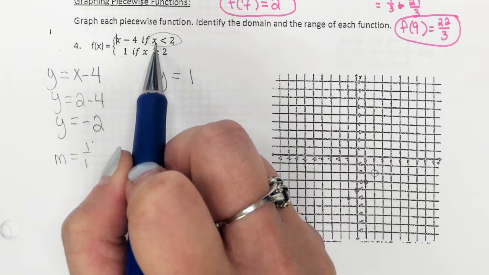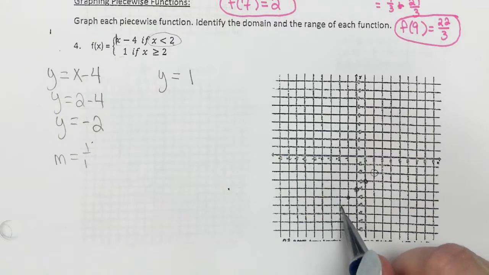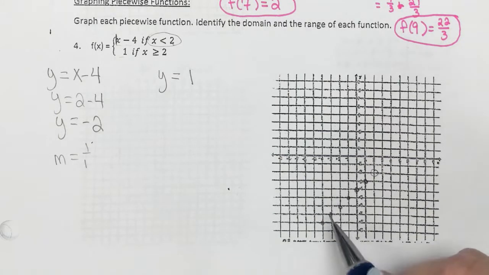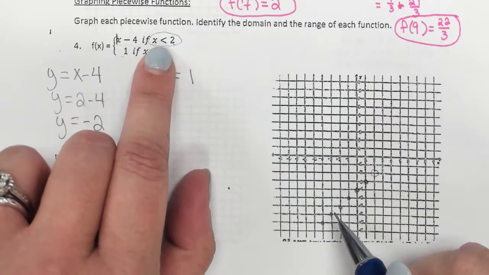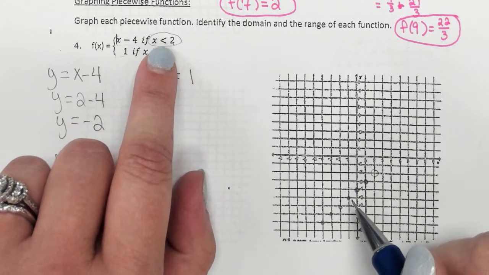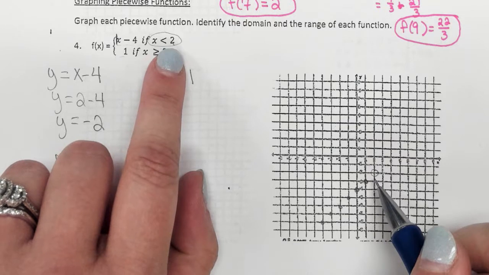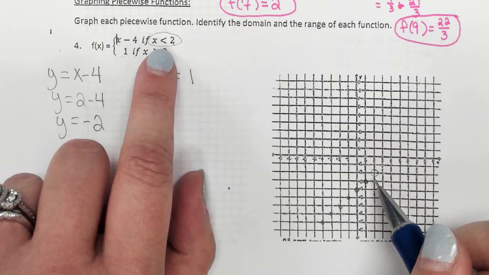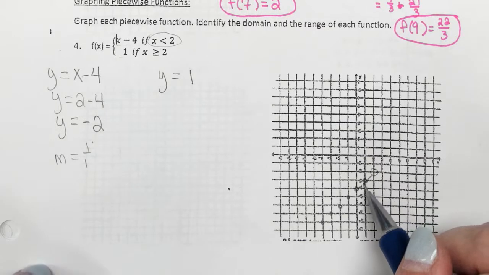Because look, this right here says that it's going to get really close, and close and close and close. But as soon as it gets right there to 2, it's not actually going to touch 2. It doesn't equal 2. It's anything less than 2.